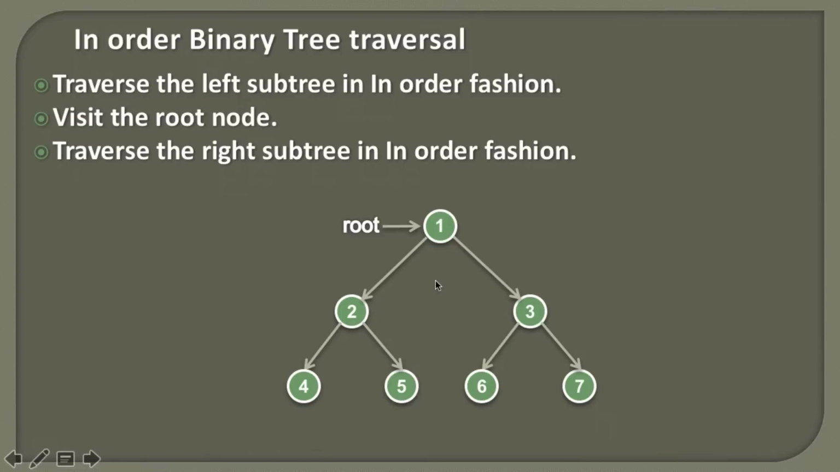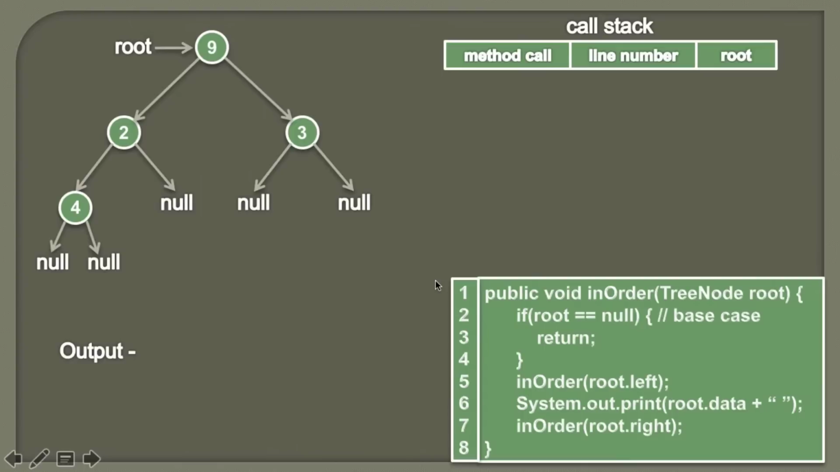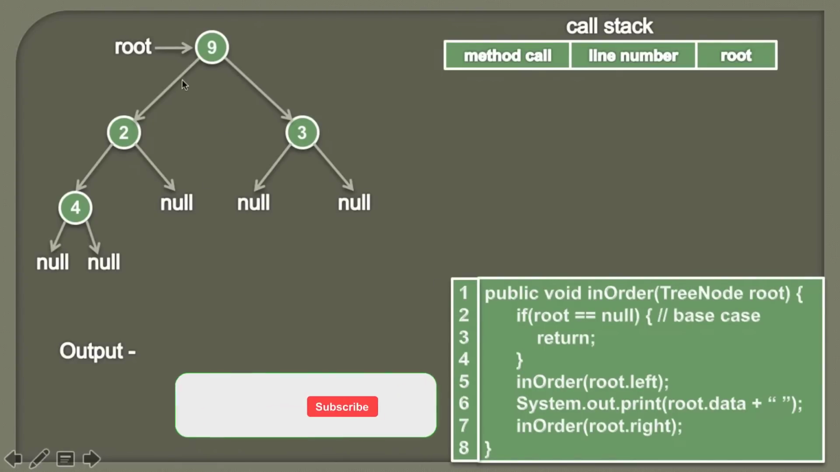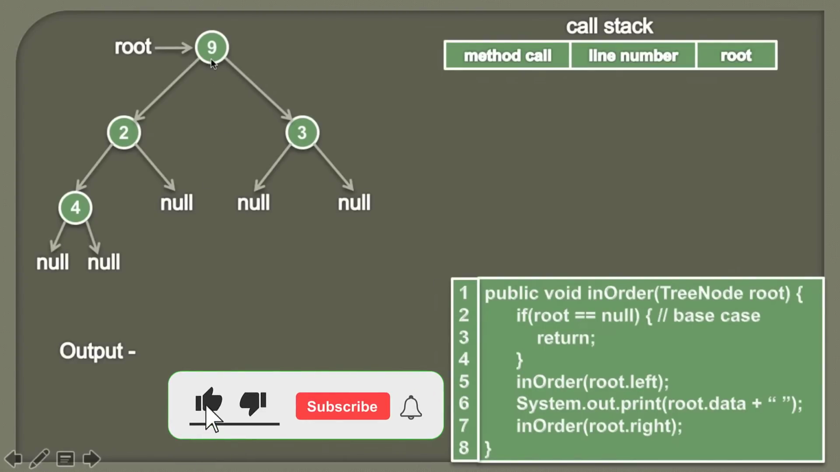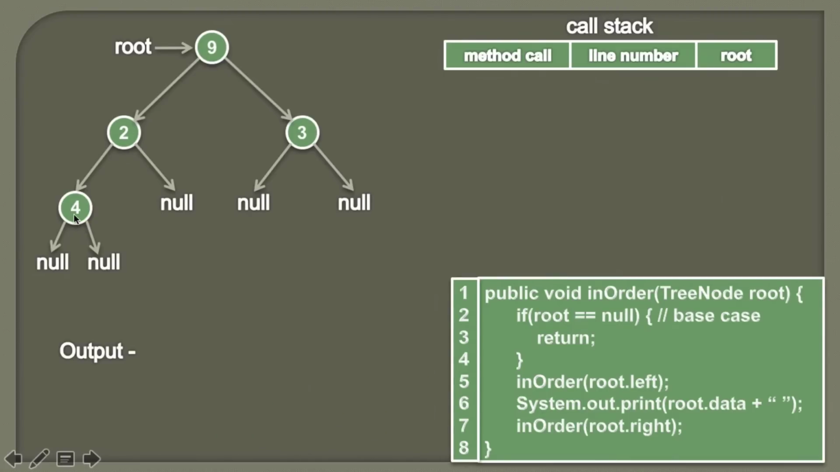Now let's go ahead and see the demonstration of the algorithm. So friends, let's suppose you want to traverse this binary tree where root is pointing to the node 9, whose left is pointing to node 2, and whose left is pointing to node 4. Node 4 has no left and right subtree, therefore they are pointing to null. Node 2 has no right subtree, therefore it is pointing to null. And here node 9's right is pointing to the node 3, which has no left subtree and no right subtree.